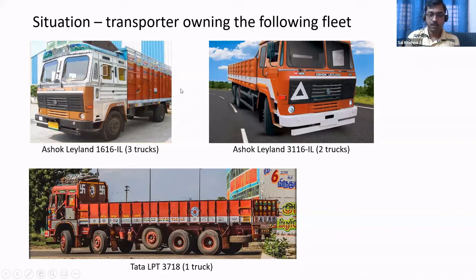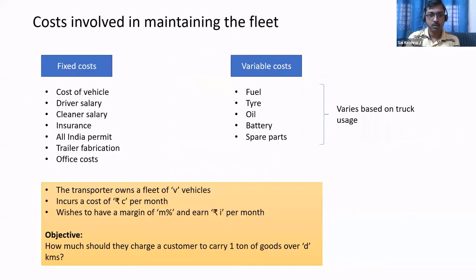Given that the transporter owns a fleet of such trucks, he will incur a cost to maintain the fleet based on usage and maintenance and everything. These will be the costs involved in maintaining the fleet. There will be some fixed costs and some variable costs. Fixed costs include the cost of the vehicle, and after he buys the vehicle he might have to pay some EMI every month. Then there's a salary for the driver and cleaner, and the insurance premium. Most of these lorries have an all India permit, which is one of the fixed costs.